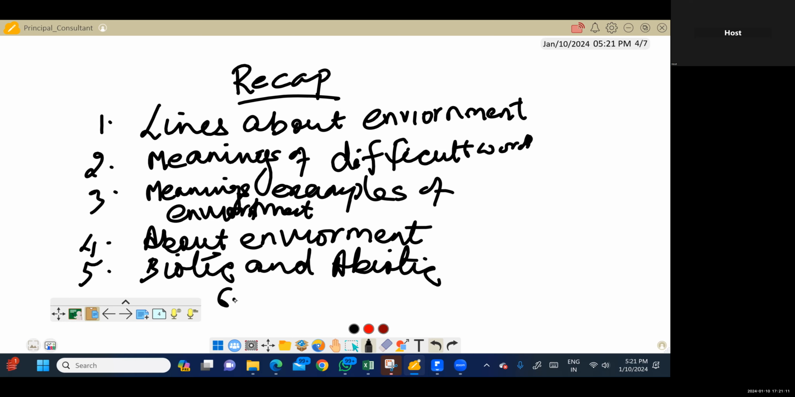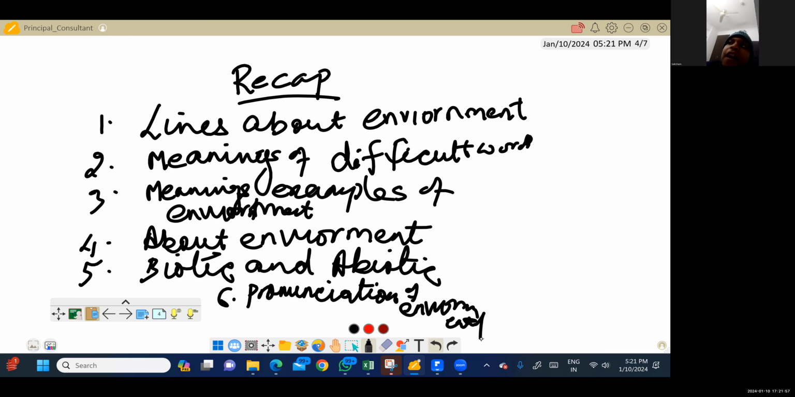Sanvika, what did you learn? You didn't do anything today. Aaj aapne kuch bhi nahi kiya. Sanvika, tell me. Meaning of environmental or pronunciation of environmental, right? Pronunciation of environmental. Jay? Jay? Jay is gone. Saksham, what did we learn?